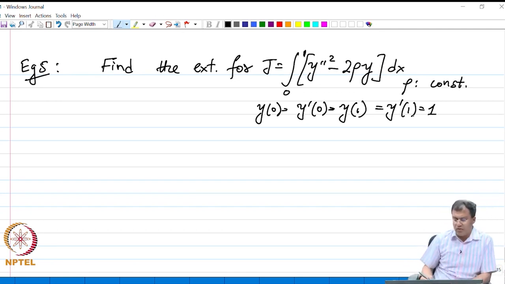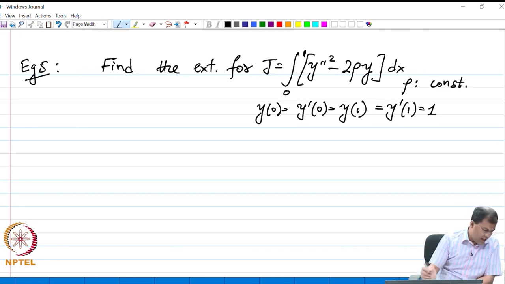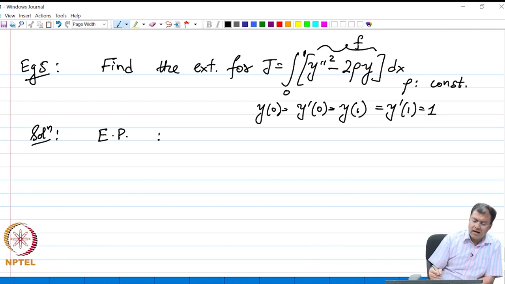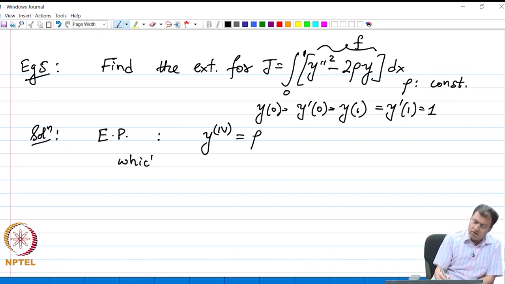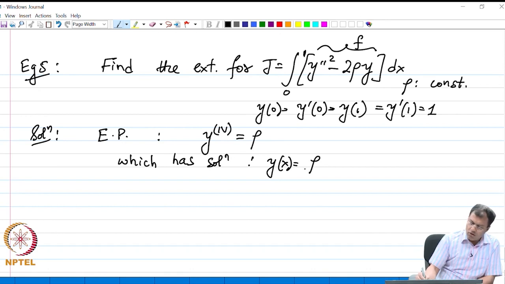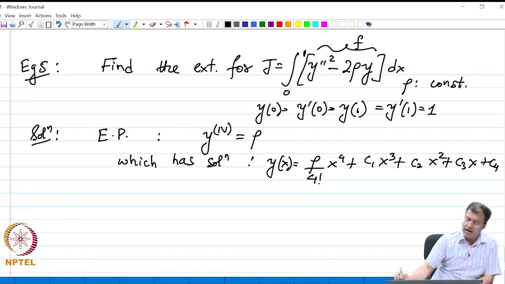So, these are my four sets of boundary conditions. So, we have to find the extremal for this functional. Notice that this functional contains derivatives up to second order, and my generalized Euler-Lagrange or Euler-Poisson equation, the EP equation, after plugging in this expression for f, reduces to the following fourth order ordinary differential equation, which has the solution of the form y of x equals rho by 4 factorial x to the power 4 plus c 1 x cube plus c 2 x square plus c 3 x plus c 4, right.